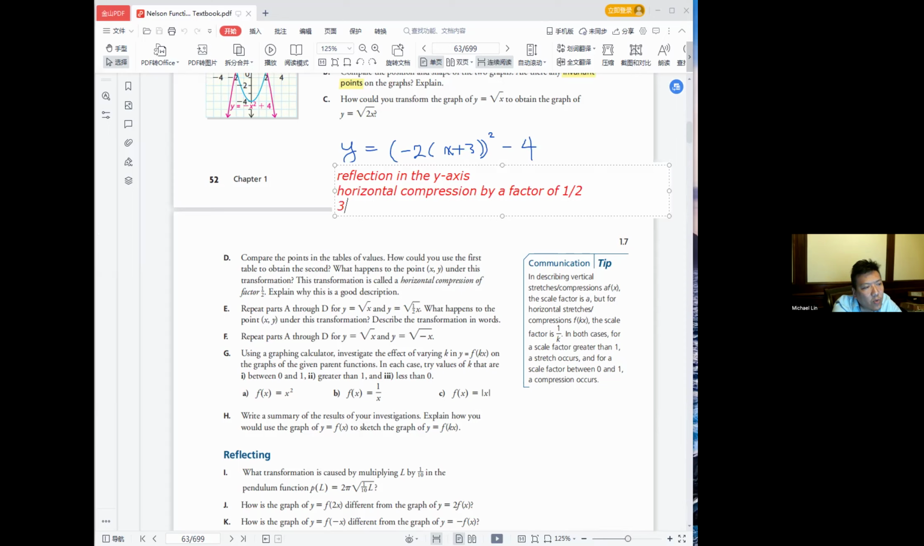Okay. This will move 3 to the left and then 4 down. So these are all the transformations that are happening with this equation that I provided. Okay. Does this make sense, Anthony? Is there anything that you need clarification on?